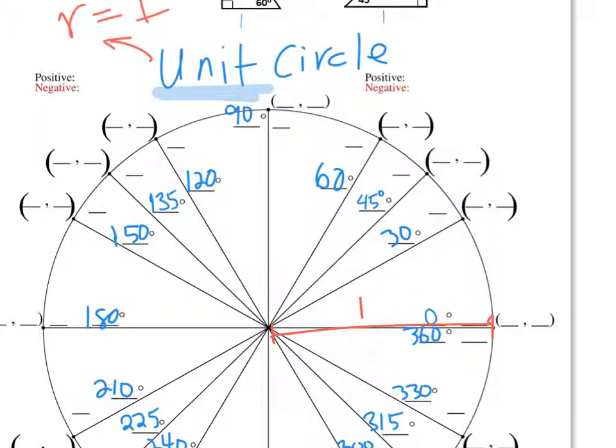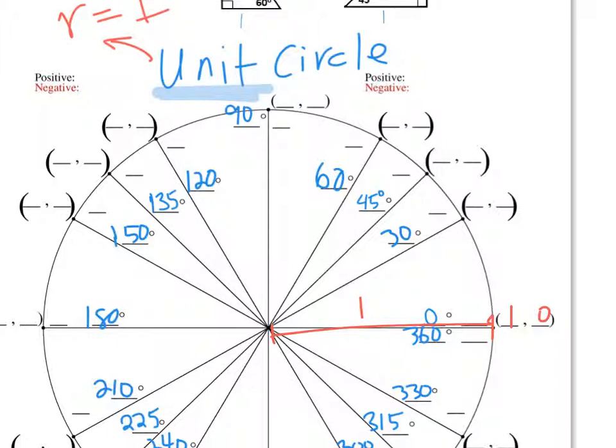So let's do the easy ones first. The points on these unit circles have coordinates. So we have to figure out what the coordinates are. First, let's start here. So right in the center of the circle, that is 0, 0. And we know that this radius is 1 unit long. So what is the coordinate at 0 degrees? 1, 0. Okay, let's go to 90 degrees. What is the coordinate on the 90 degrees? 0, 1.